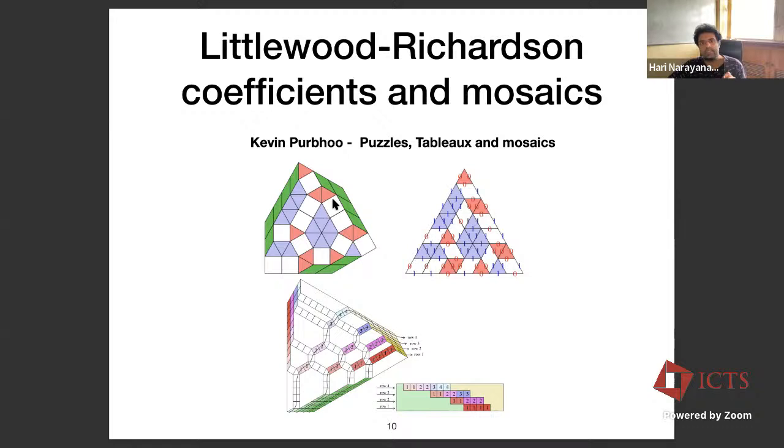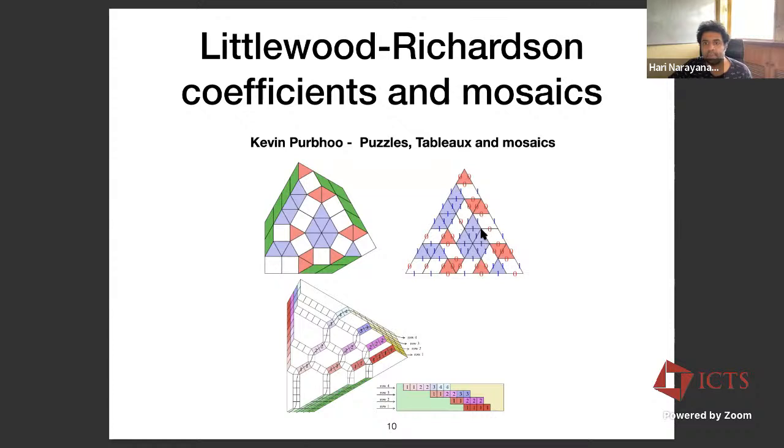These hives encode piecewise linear concave functions, but there is a correspondence between those objects and square triangle tilings of certain domains. These are called mosaics by Kevin Purbhoo. Here, as you see, the green rhombi are not part of the mosaic. They encase the mosaic. But the mosaic itself has squares and triangles, and it's a tiling of a certain domain using squares and equilateral triangles.